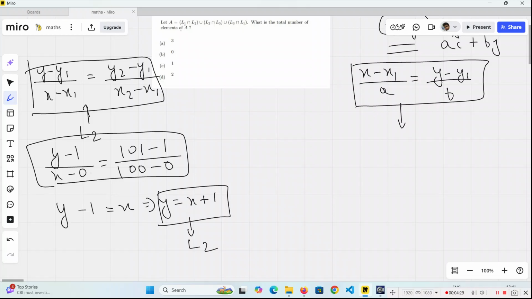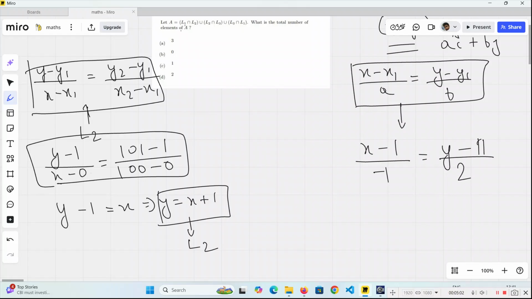Similarly, if I apply the other formula to L3, so now x minus x1, so x minus, what is the point? That is passing through (1, 11), so x minus 1 by, what is the vector given? That is minus i cap, so the coefficient of i cap is minus 1, so a is minus 1, and for y minus y1, the coefficient of j cap is 2, and the coordinate is (1, 11), so y minus 11 by 2.